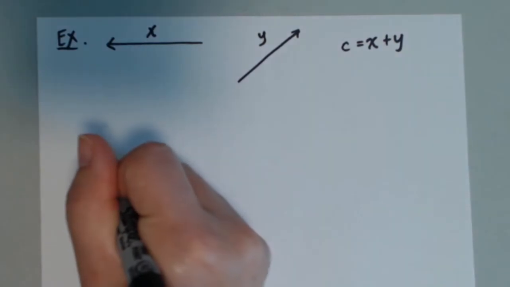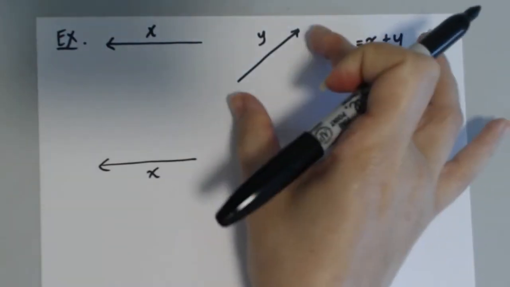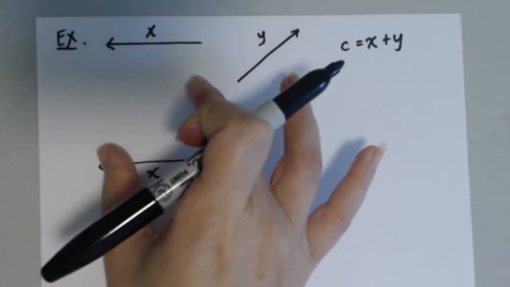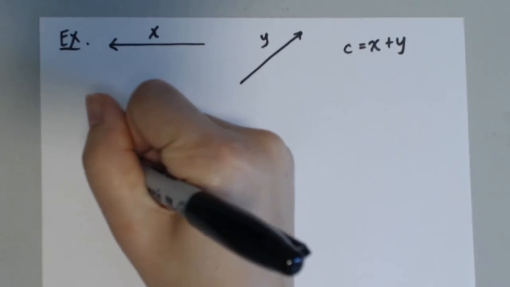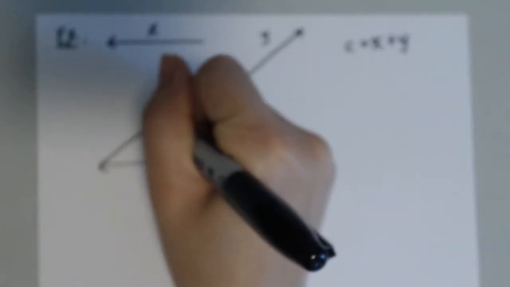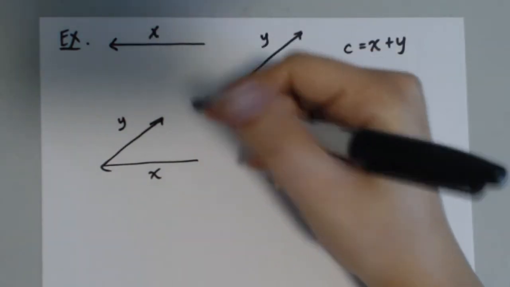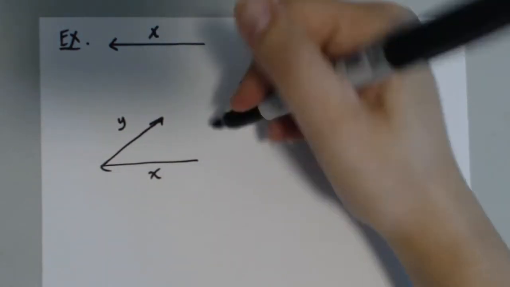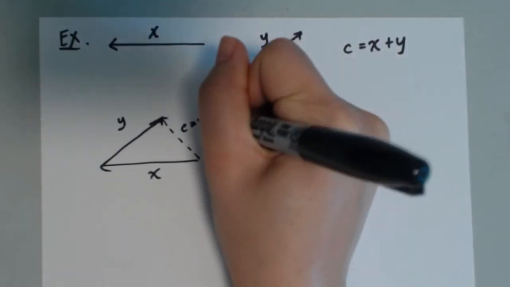So I'm going to draw x, okay, plus y. So I'm going to take this vector and translate it over here. Okay, so take the tail of y and attach it to the tip of x. All right, so it's going to look something like this. So the sum is going to be from the tail of the first vector to the tip of the final vector. So it's going to look like this. So that's c, which is x plus y.